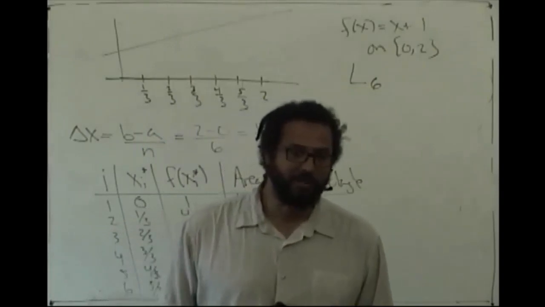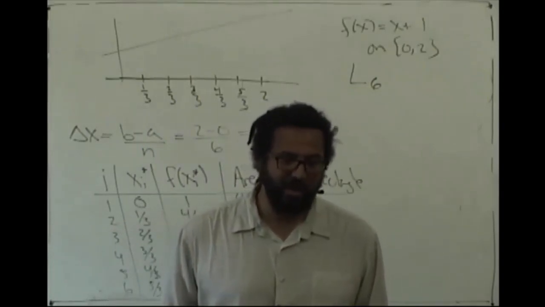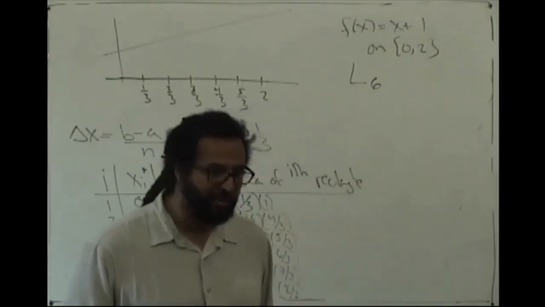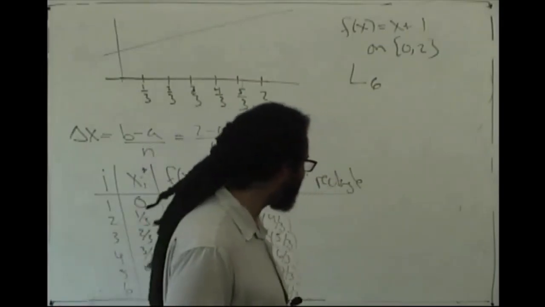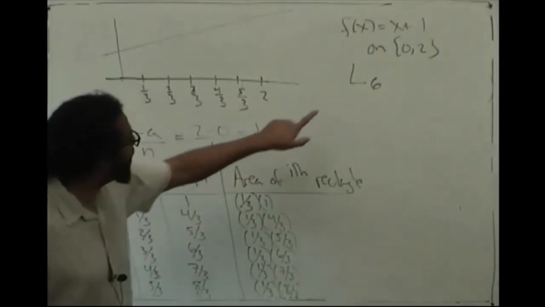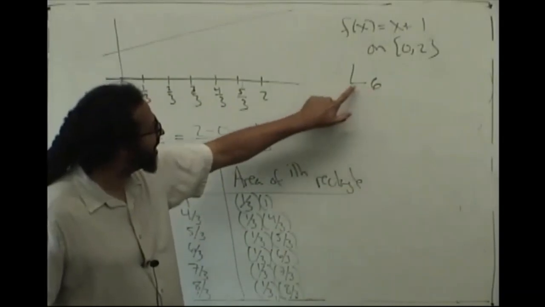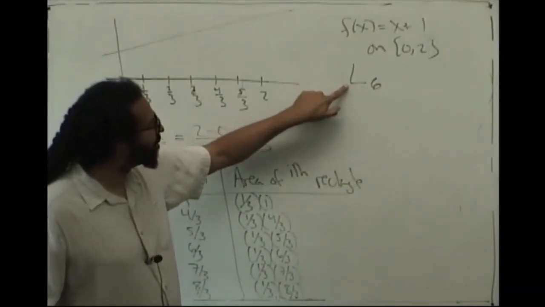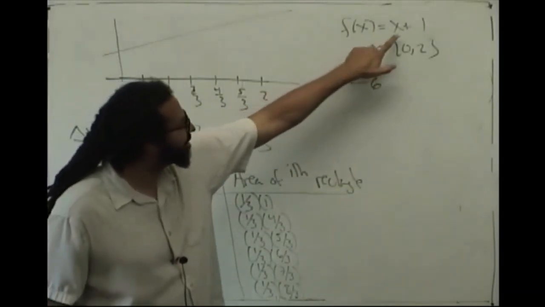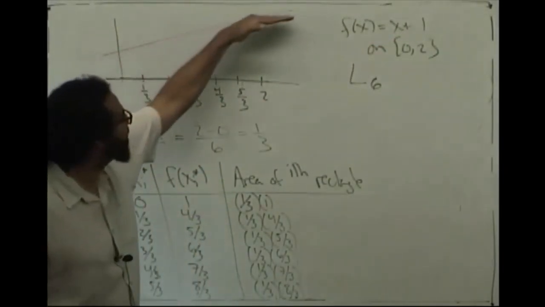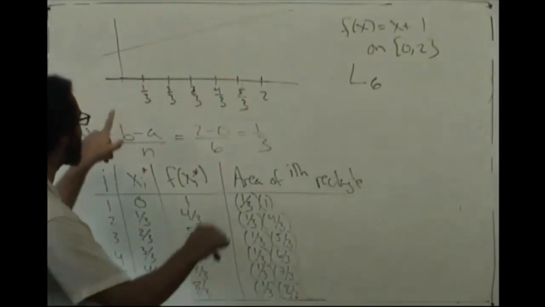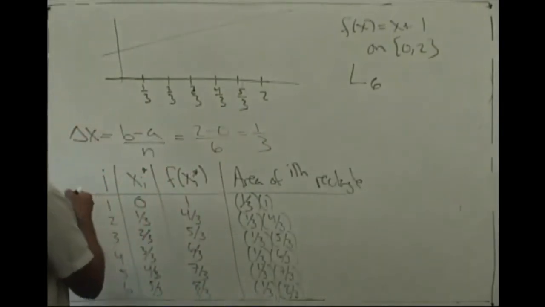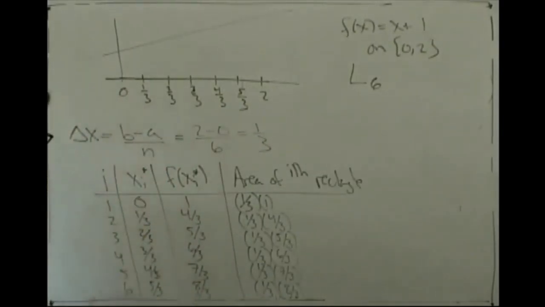Here's the approximation to the same area. Now we want to use left endpoints and see what happens in that case. So again, I want to use 6 rectangles. Here we will use the left endpoint approximation, and we are approximating the area under this curve, y equals x plus 1, and we are on the interval from 0 to 2.